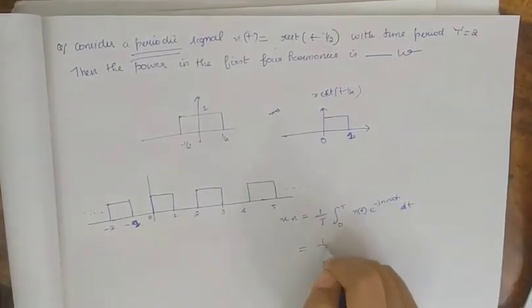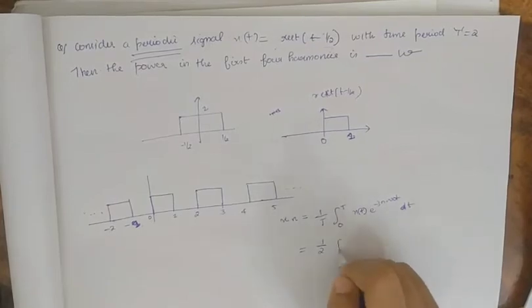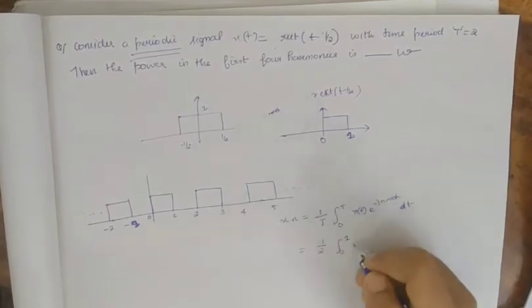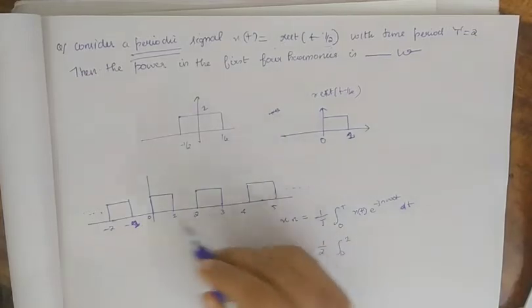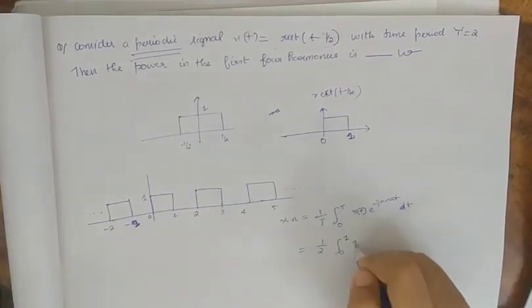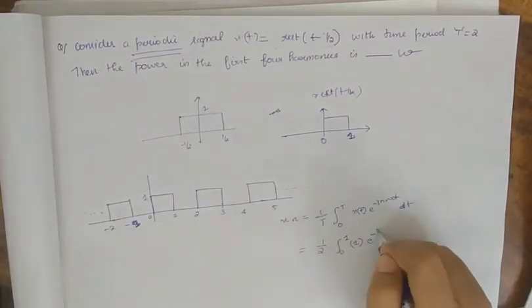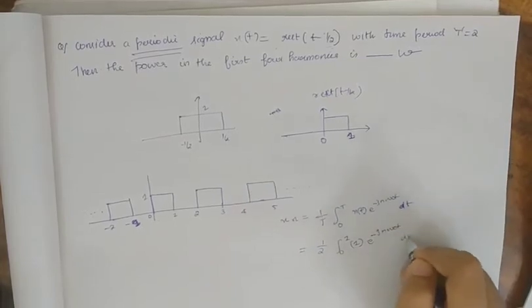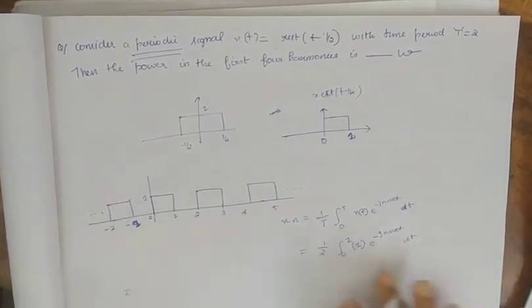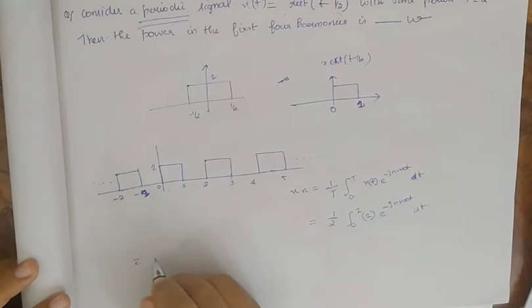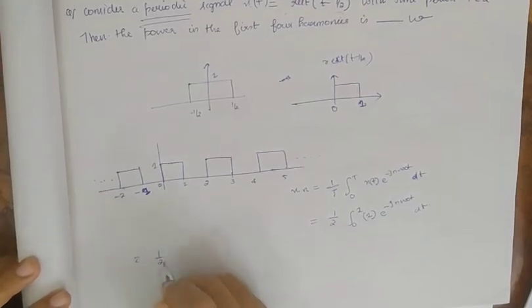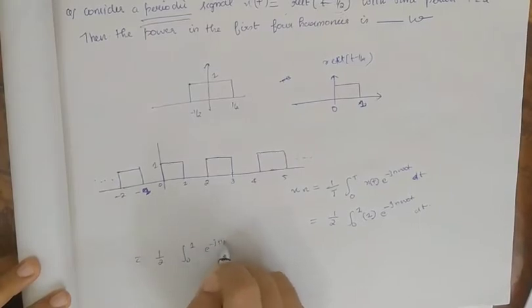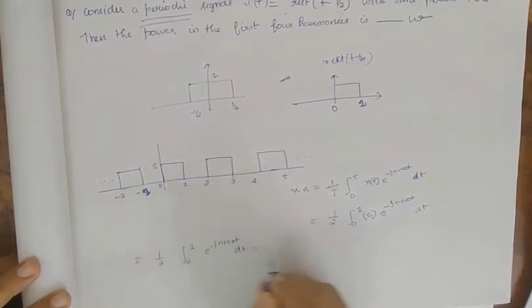So we will get 1 divided by 2 integral 0 to 1, x of t is 1 over that time period, right? So it is 1 e raised to minus j n omega 0 t dt. Okay, now we will integrate. What we will get? 1 by 2 into integral 0 to 1 e raised to minus j n omega 0 t dt.